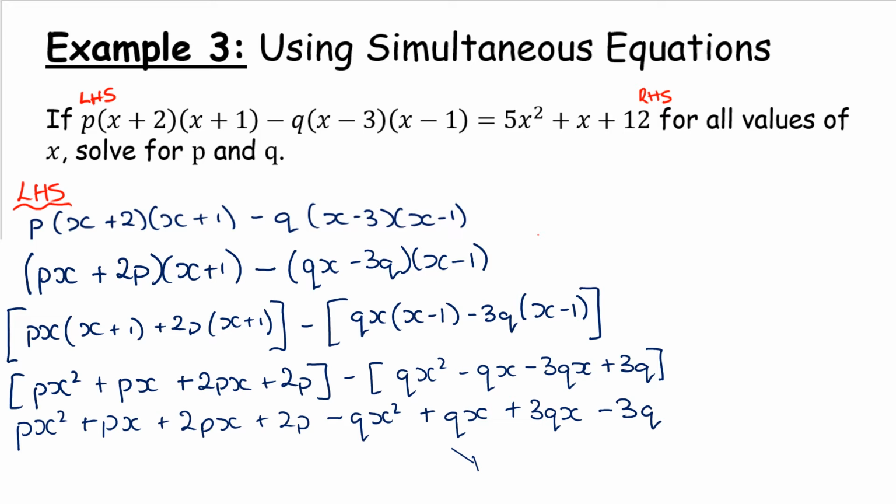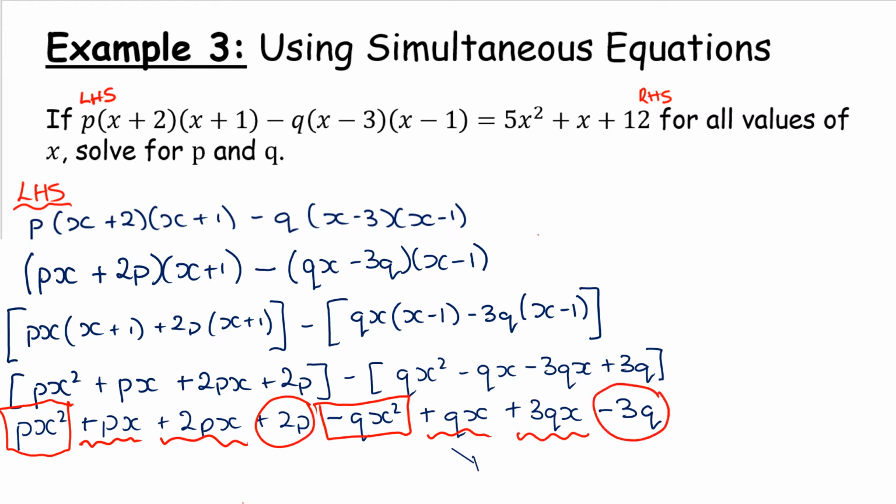So because I have so many terms and I don't want to lose any, I'm going to use different colors and shapes to help identify my terms. So there are my two x squared terms. I have an x term, an x term, an x term, and an x term. I have a constant and a constant.